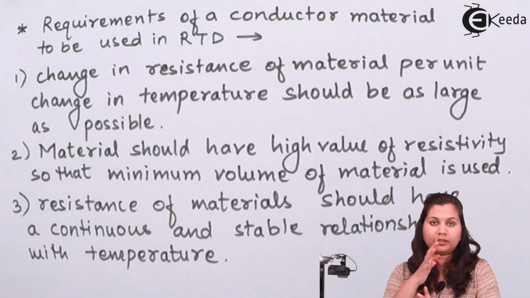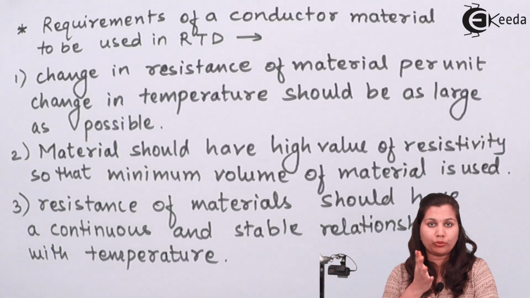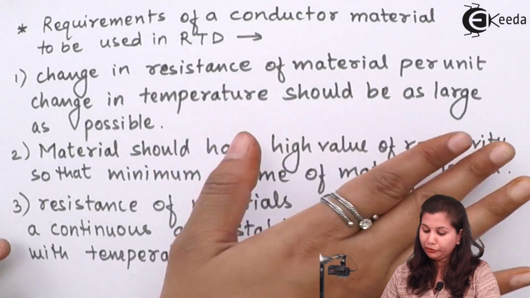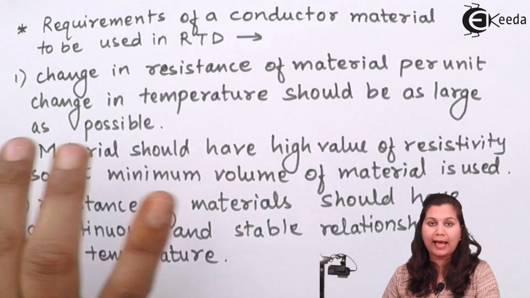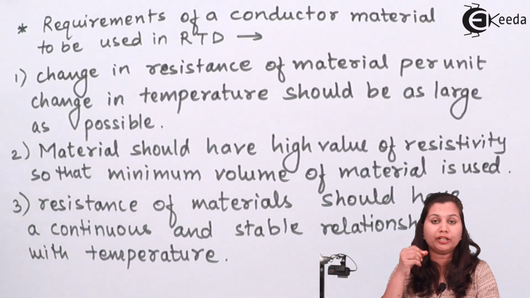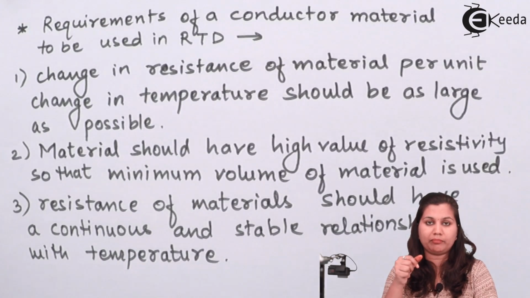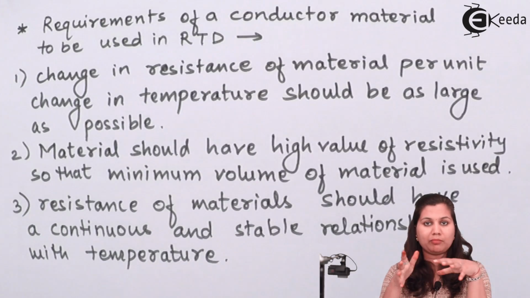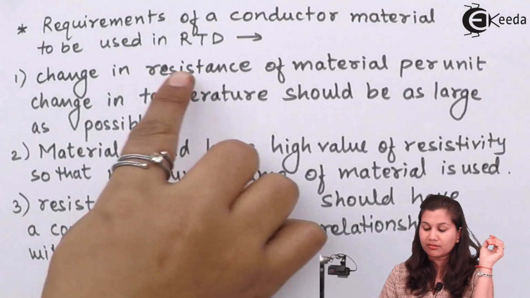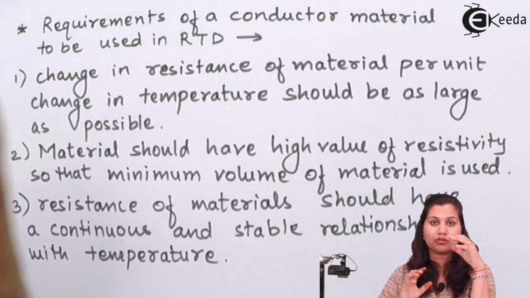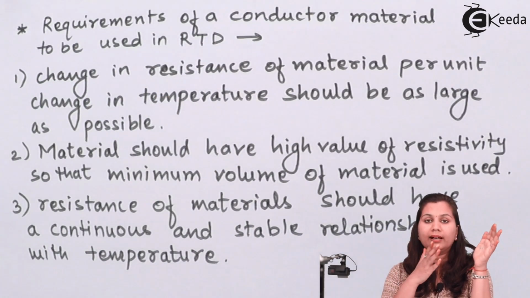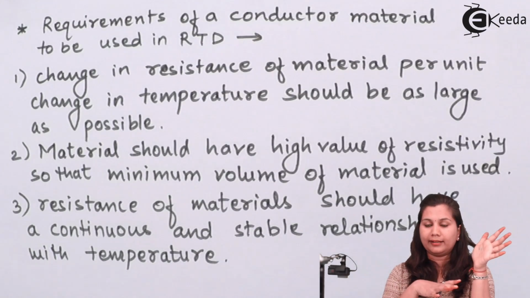First is that it should have a positive temperature coefficient. That is the first and foremost requirement. Then the change in the resistance of the material per unit change in temperature should be as large as possible, so that if we are making any minute changes in the temperature, the change in the resistance should be so large that it can be measured easily. So that it can be measured correctly and quickly by the RTDs.